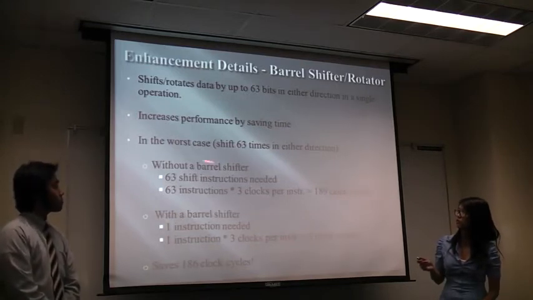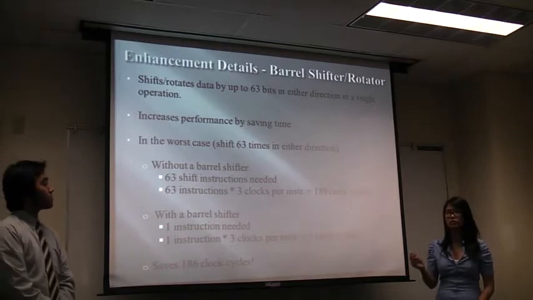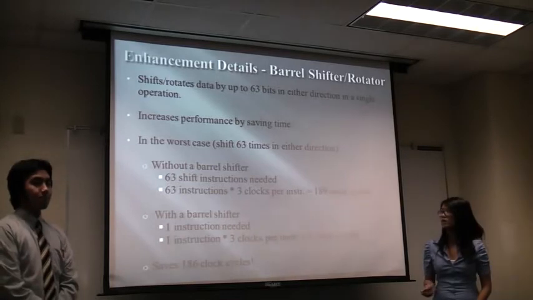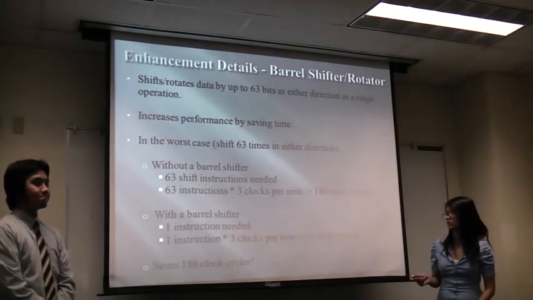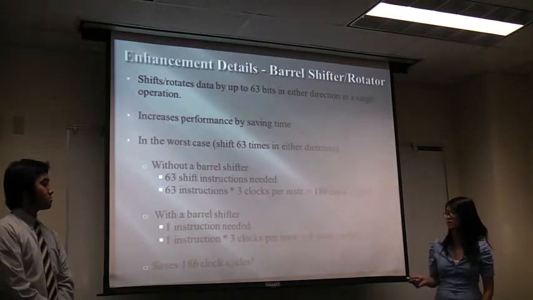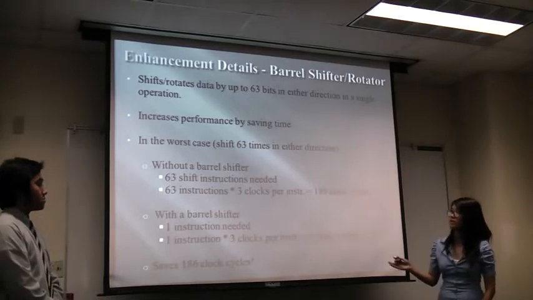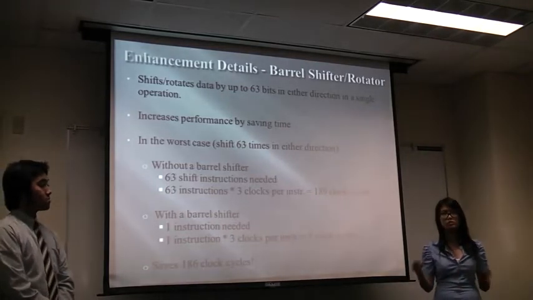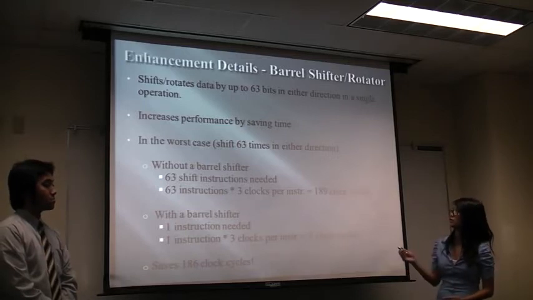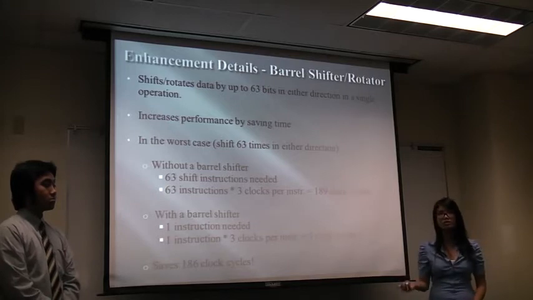So without the barrel shifter, you take 63 instructions and 3 clock cycles per instruction: fetch, decode, and execute. That would take 189 clock cycles total. With the barrel shifter, it's only one instruction, and it also takes 3 clocks, for a total of 3 clock cycles. So you actually save 186 clock cycles. But in cases that are less extreme, even if you wanted to shift 2 times, for example, it would take 6 clock cycles without the barrel shifter. With the barrel shifter, it'd only take 3.